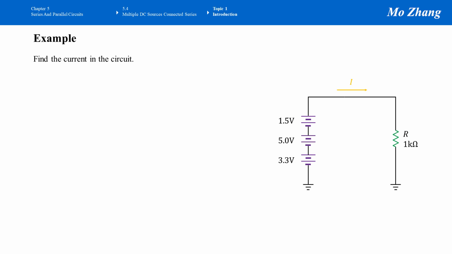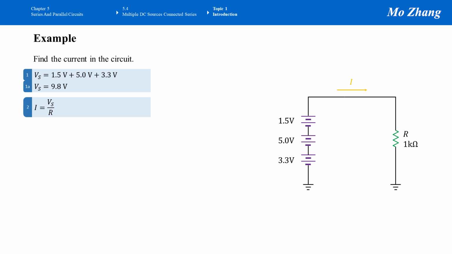In other words, if you replace these three DC sources by only one source, what is the value of that one source? We know they all face upward, which means the positive terminal is above, and below for each source is the negative terminal. So the total source Vs is the sum of all three sources: 1.5 volt plus 5.0 volt plus 3.3 volt. That is 9.8 volt.